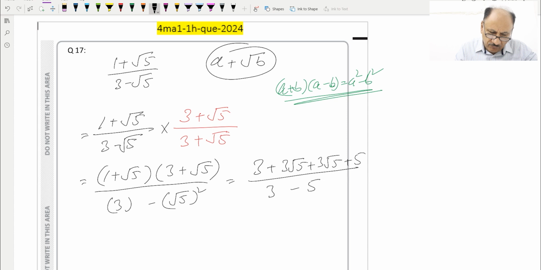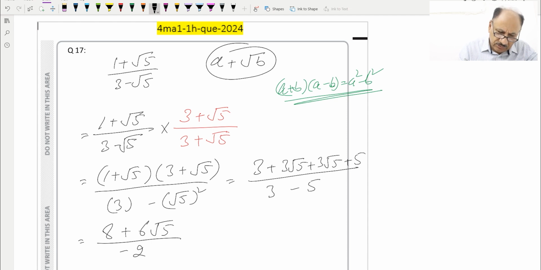So now we can write 3 plus 5 will be 8, and plus 3 under root 5 plus 3 under root 5 will be 6 under root 5, and divided by this will be minus 2. And further we can take... it's not, we have missed the square, so instead of 3 it will be 9. So 9 minus 5 will be 4, so we can write here 4.